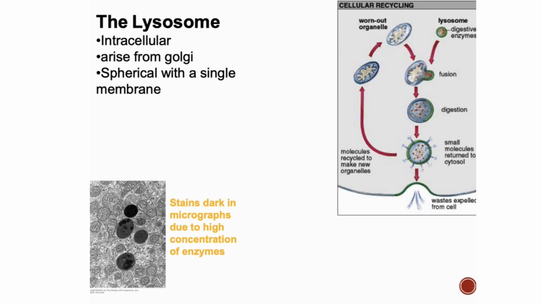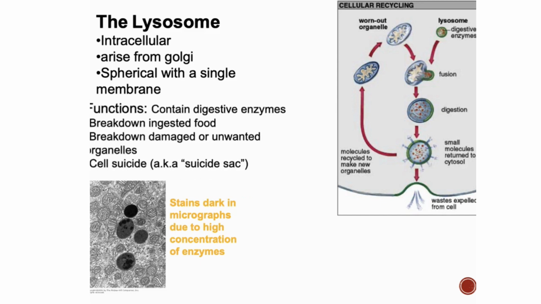It's spherical with a single membrane. It stains dark in a micrograph due to the high concentration of enzymes. Lysosomes carry acidic enzymes inside, because lysosomes also ingest food and break it down.